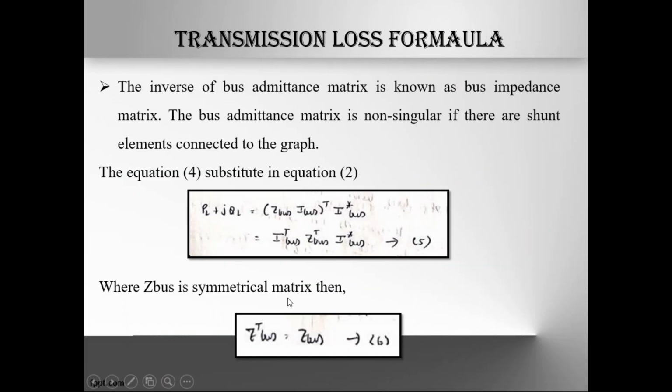Now, the inverse of the bus admittance matrix is known as the bus impedance matrix. The bus admittance matrix is non-singular if shunt elements are connected to the graph. So when is it called singular and non-singular? Anybody can say when it is called singular and non-singular.